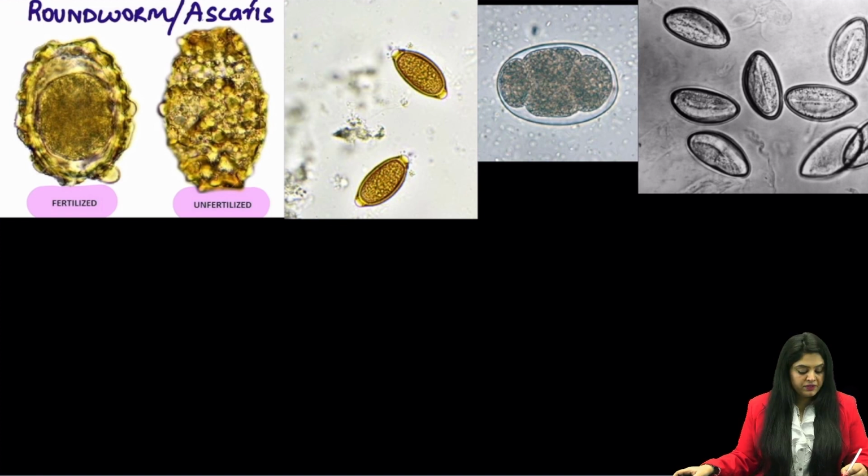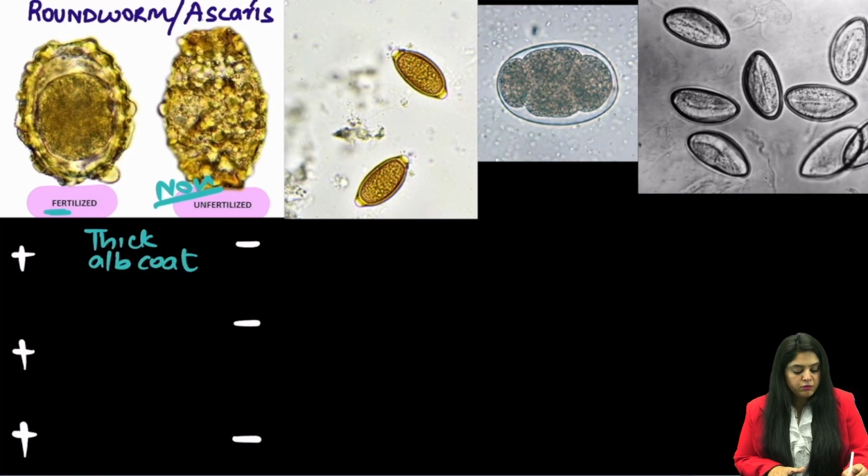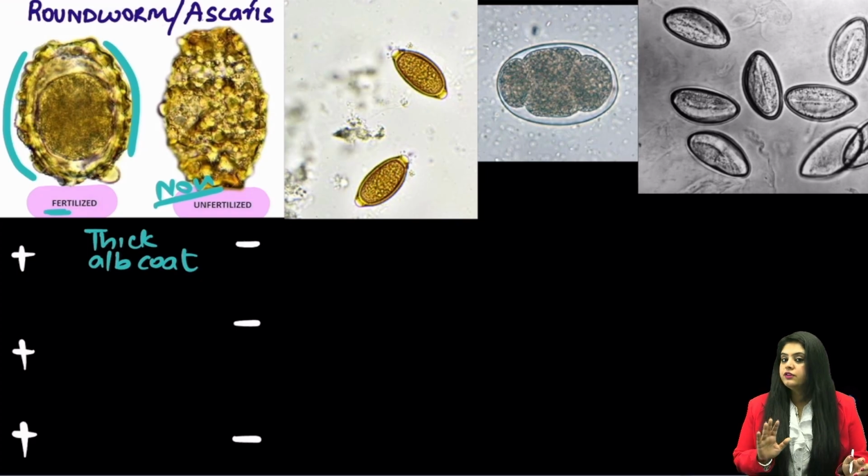Very easy to learn. Who is going to say a yes to everything? Fertilized egg will say a yes to everything. Non-fertilized egg, no, so non-fertilized will say a no to everything. Means what? If I ask you which of these has a thick albumin coat, thick albumin coat is present in the fertilized egg. Fertilized has to say yes. Non-fertilized will say no.